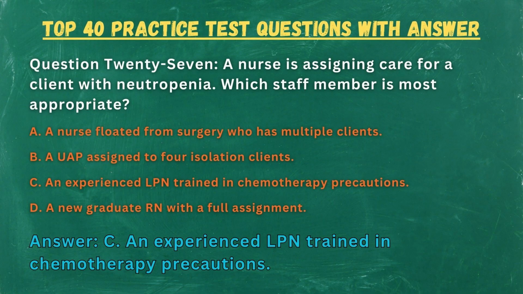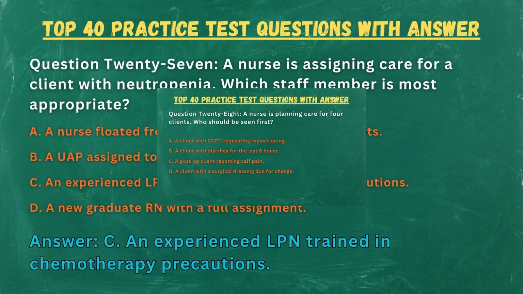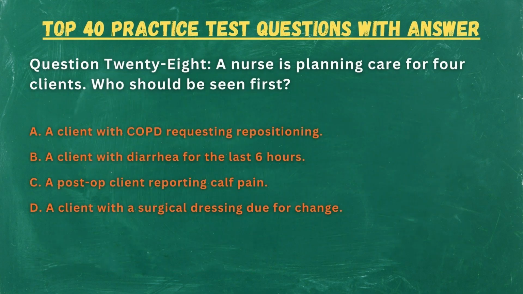Answer: C. An experienced LPN trained in chemotherapy precautions. Question 28. A nurse is planning care for 4 clients. Who should be seen first? A. A client with COPD requesting repositioning. B. A client with diarrhea for the last 6 hours. C. A post-op client reporting calf pain. D. A client with a surgical dressing due for change.